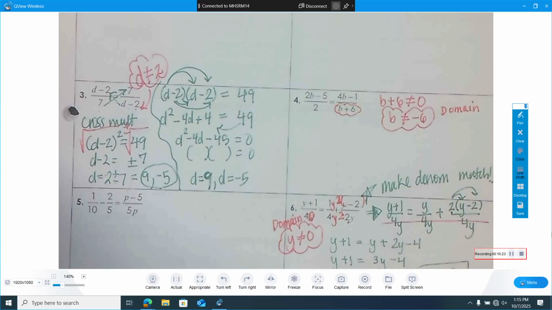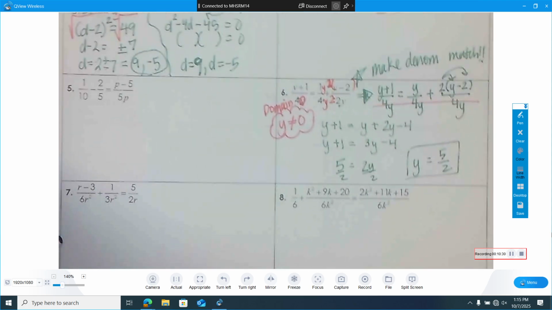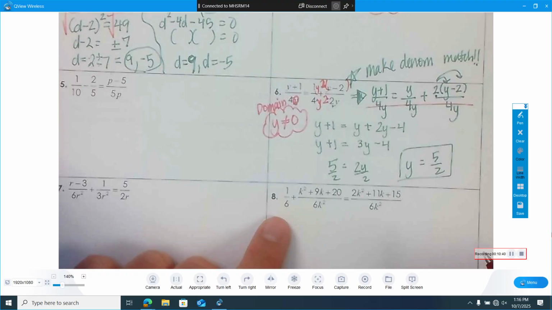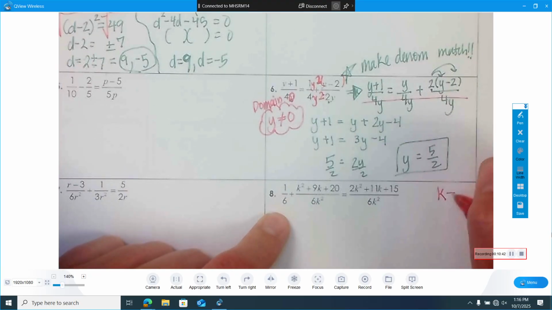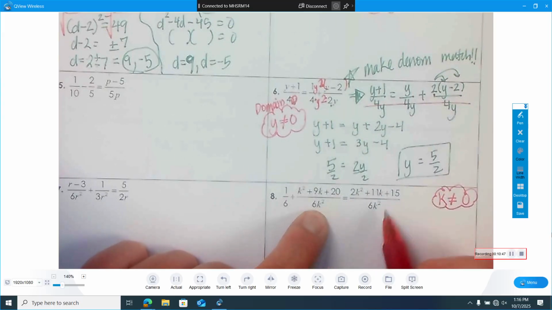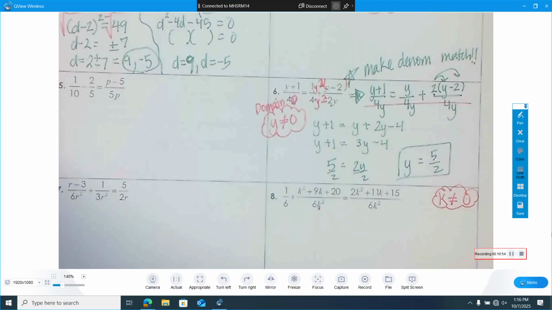All right, let's look at 8. It looks crazy. Again, I'm going to use the make a match technique, all right? But right off the bat, what is k not allowed to be? 0. K cannot equal 0. Again, if we made k 0, we'd have 6 times 0 squared, which is 0. We're not allowed to divide by 0, so that's a no-no number, okay?